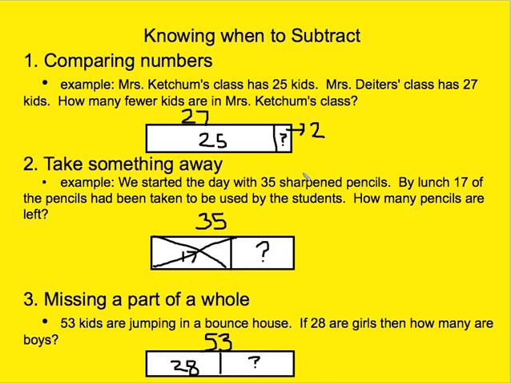So in summary, when you're subtracting, you're doing 3 things most likely. You're either comparing numbers, taking something away, or missing a part of a whole. You know that you're subtracting because the number that you're getting as your answer is smaller than that total sum. And you can use a diagram to help you to see what is the total and what is the missing part. Because if there's a missing part, you know you're subtracting. Go ahead and look at some word problems and see if you can identify when you're subtracting.